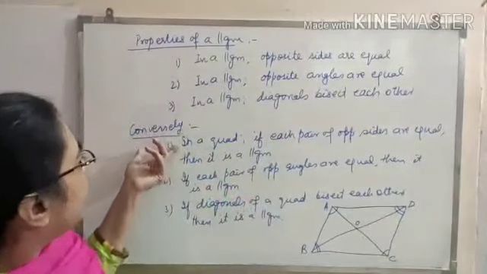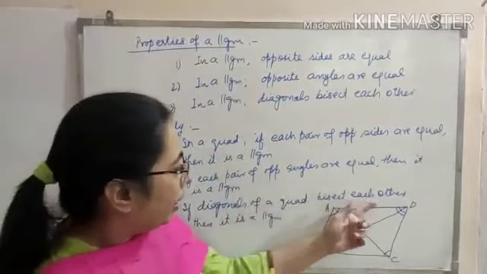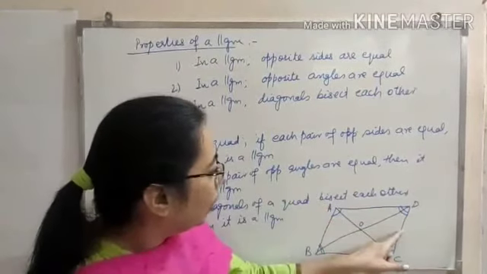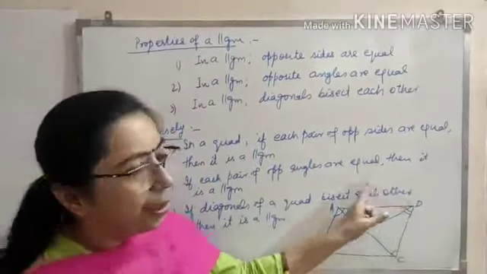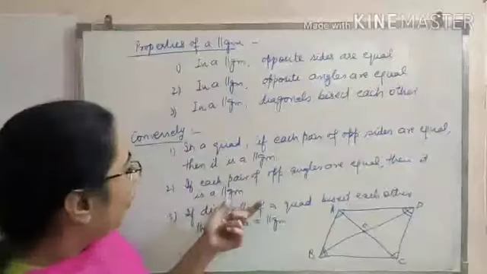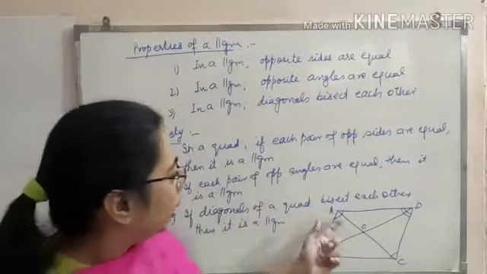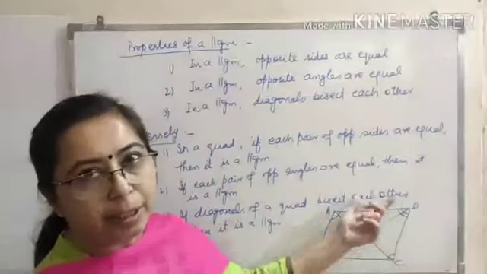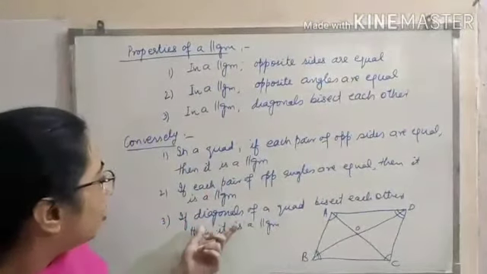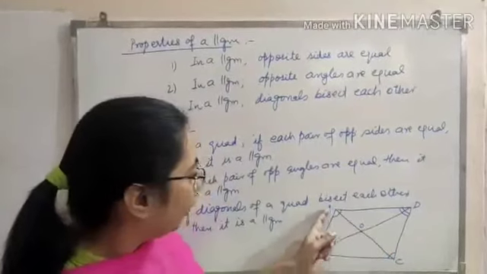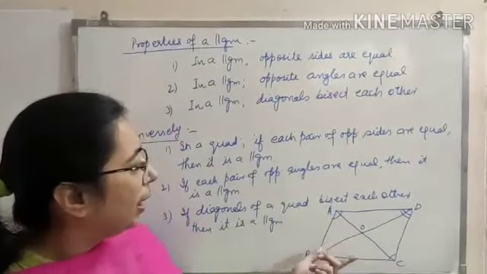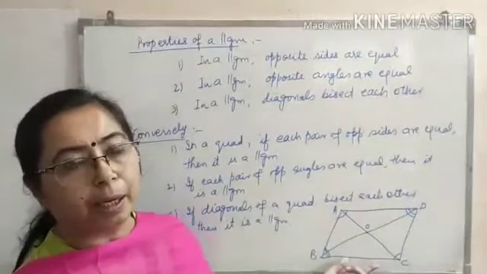And the converse part says that if it is a quadrilateral and you are given that opposite sides are equal, then you can say that it is a parallelogram. If you are given in a quadrilateral opposite angles are equal, then you can say it is a parallelogram. And also if ABCD is a quadrilateral and you are given diagonals bisect each other, then you will say it is a parallelogram.